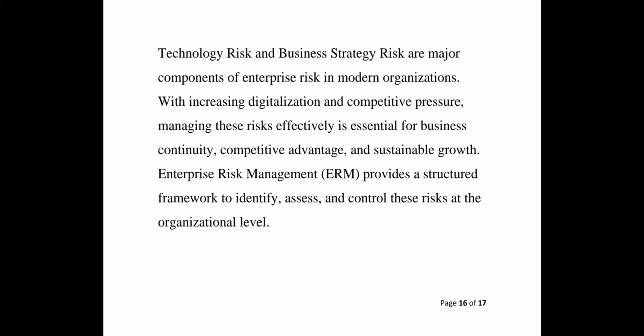Managing these risks effectively is essential for business continuity, competitive advantage, and sustainable growth. Enterprise risk management (ERM) provides a structured framework to identify, assess, and control these risks at the organization's level.